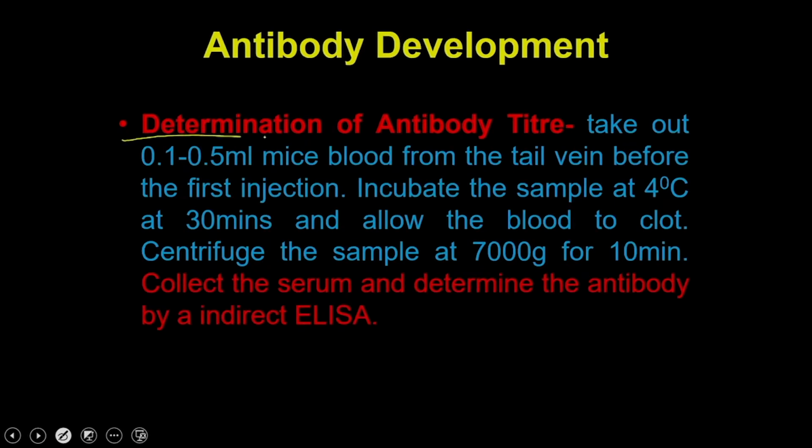Then you are going to do an antibody titer. Before you proceed further to taking out the spleen and generating the hybridomas, you have to ensure that antibody is being produced. So, you take blood from the mice, prepare the serum, and then determine the antibody level with the help of ELISA. You are going to use the indirect ELISA, which we will discuss in subsequent lectures.